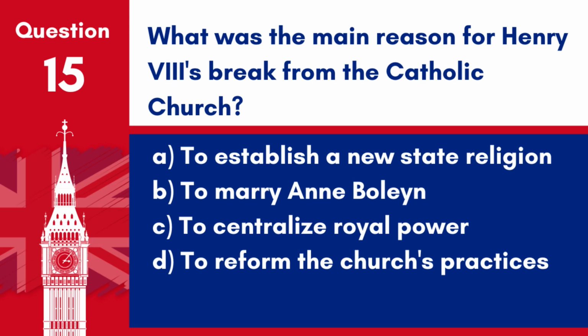Answer: B. To marry Anne Boleyn. The main reason for Henry VIII's break from the Catholic Church was his desire to annul his marriage to Catherine of Aragon, so he could marry Anne Boleyn.